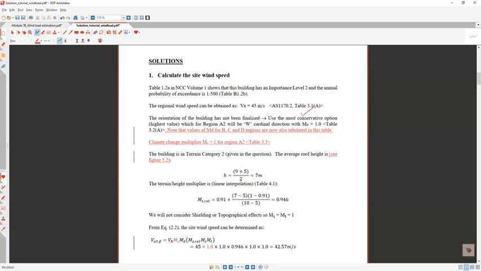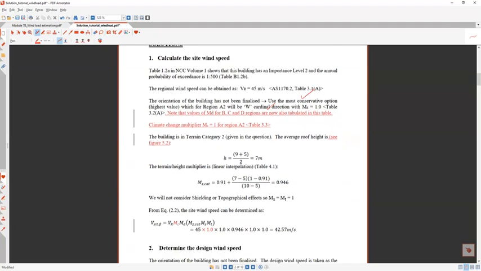Right. And then, because the orientation of the building has not been finalized, we are using the most conservative option. That means the highest value, which is for region A2, will be the W cardinal direction. That means in the west direction, we have the maximum speed. That's what we are looking into with MD equals 0. That's called the directional factor.